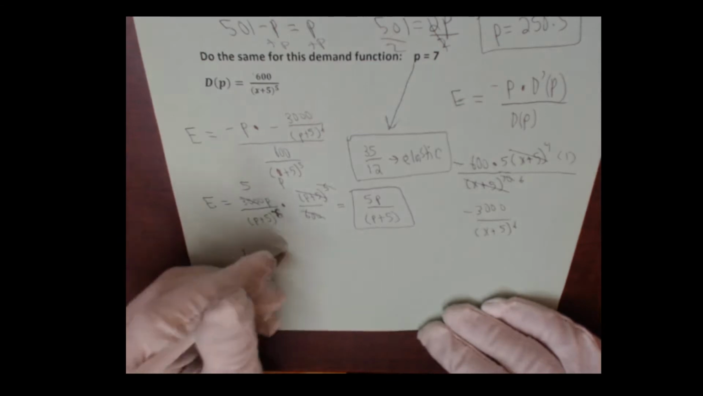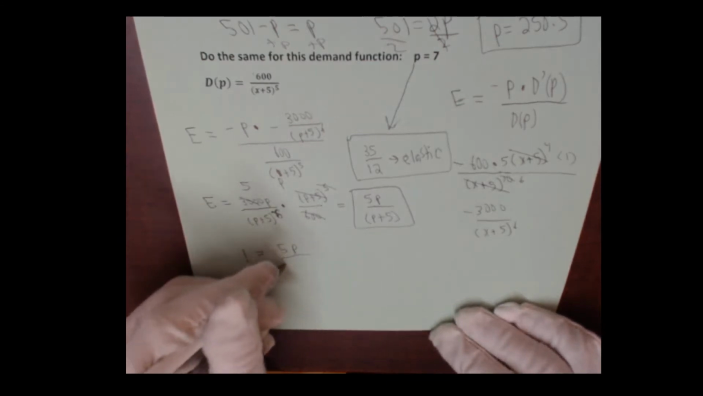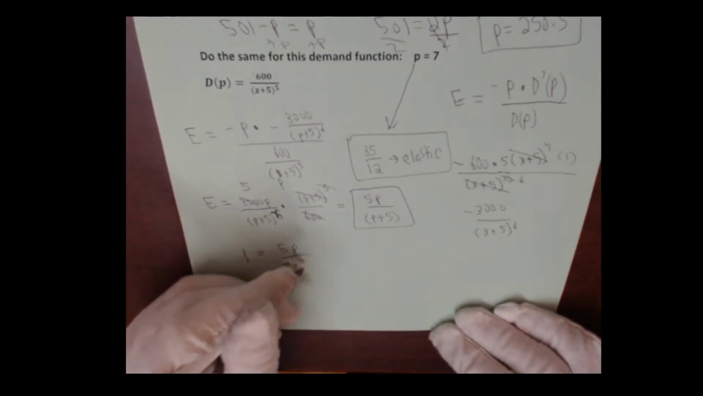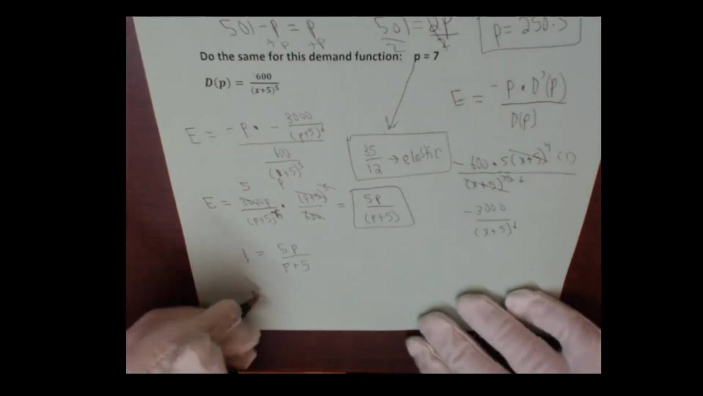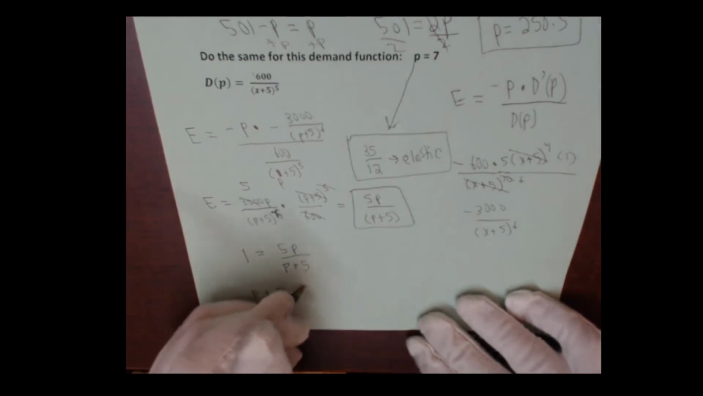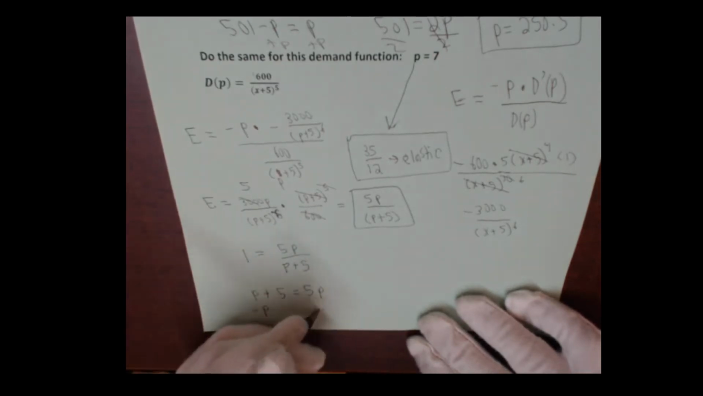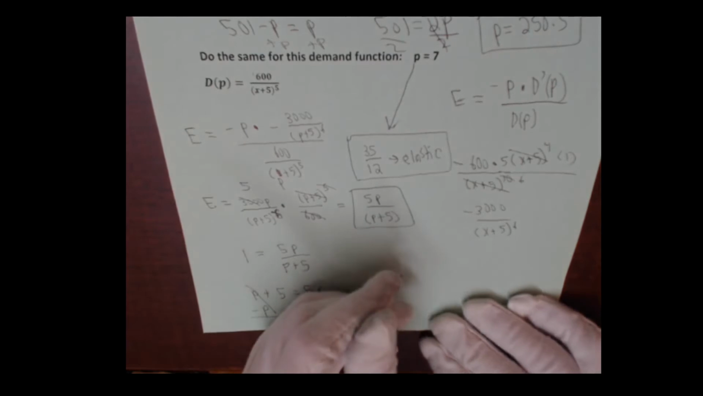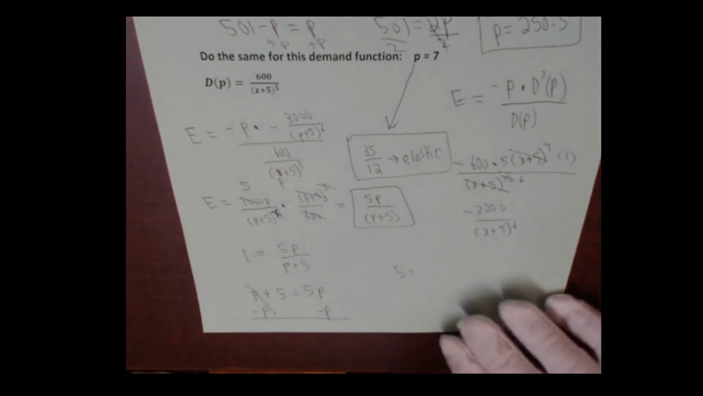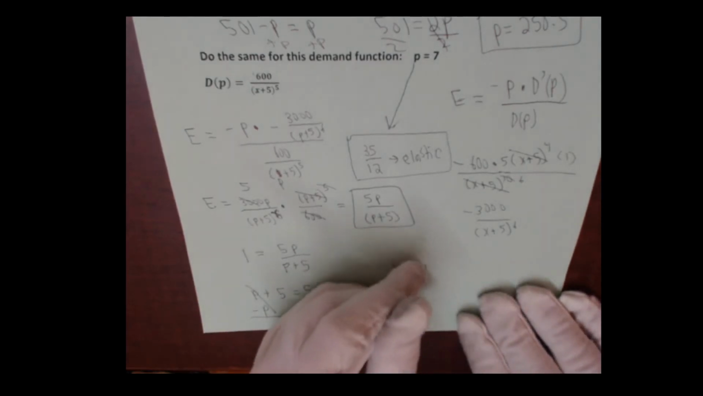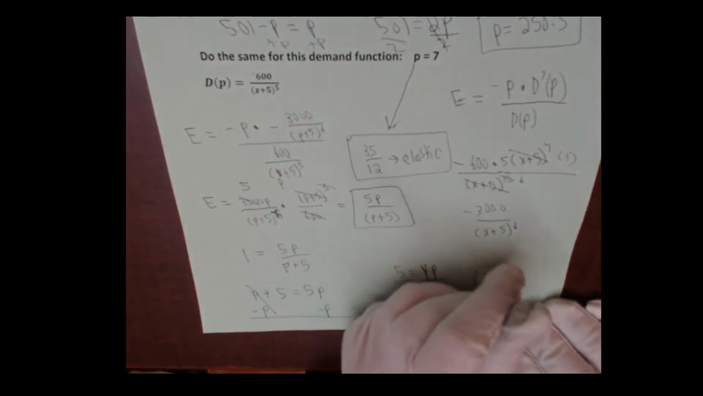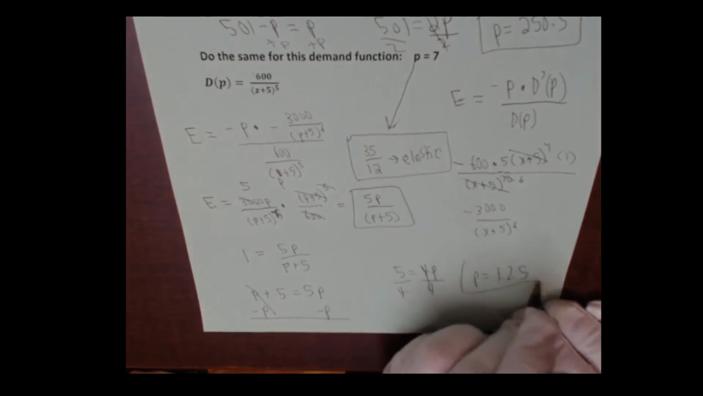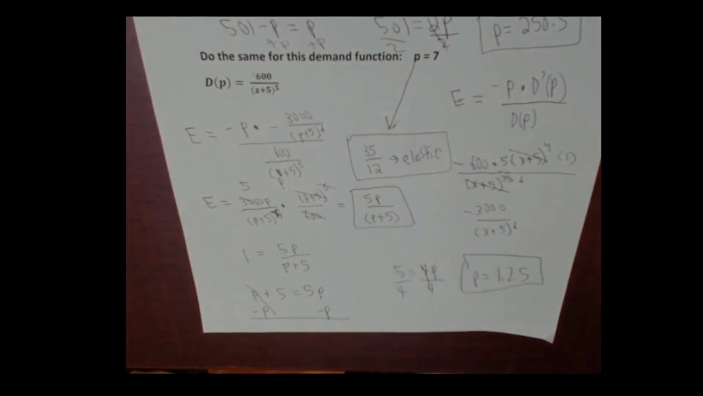When revenue is maximized, the elasticity is equal to 1. So all I have to do is set the equation equal to 1, and then we'll solve it. Multiply the p plus 5 over. We get p plus 5 equals 5p. Subtract p. We get 5 equals 4p. Divide by 4, divide by 4. P equals 1.25, or 5 divided by 4. That price is when we will have the maximum revenue because we have a unit elasticity.